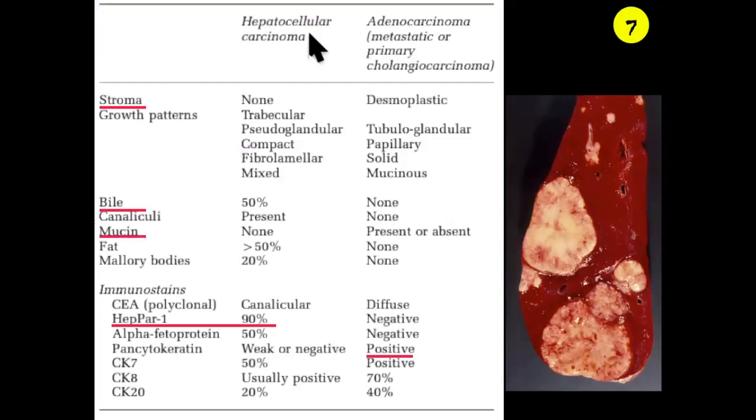Again, another table that helps in the exam to differentiate hepatocellular carcinoma and adenocarcinoma, either metastatic or primary cholangiocarcinoma. Look into the stroma and bile. Again and again, I am telling you, bile is seen in hepatocellular carcinoma. When you see mucin, it's adenocarcinoma. When you see HepPar-1 positivity, not only HepPar, if the liver epithelial markers are positive, it is more of hepatocellular carcinoma rather than cholangiocarcinoma or metastatic carcinoma.